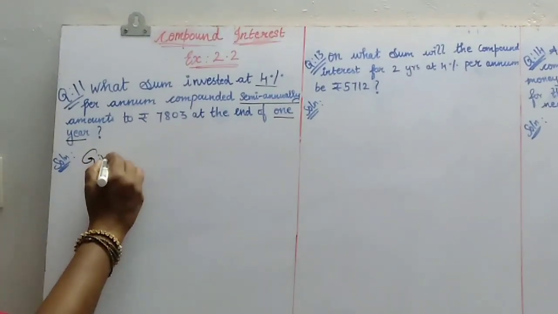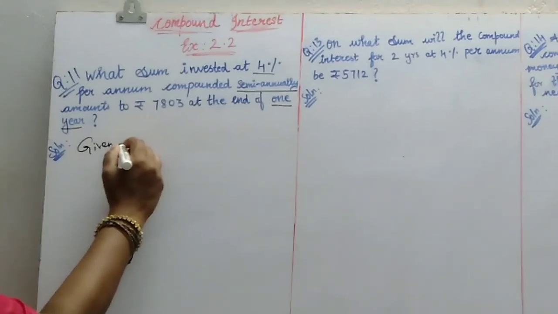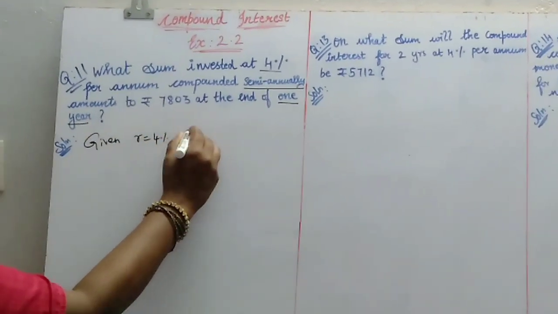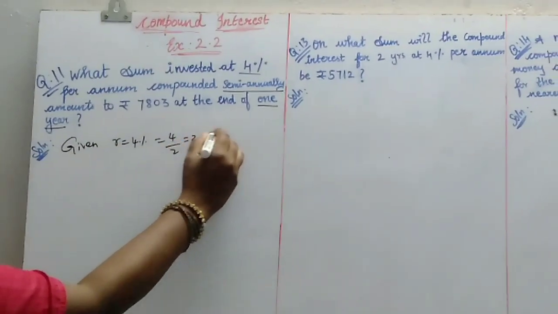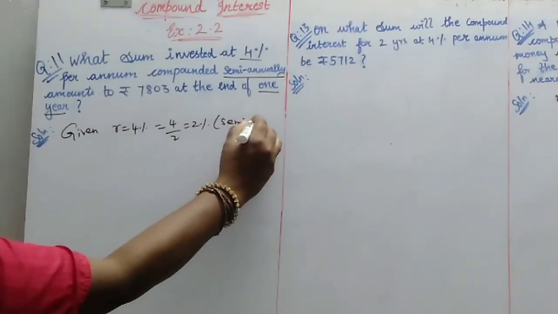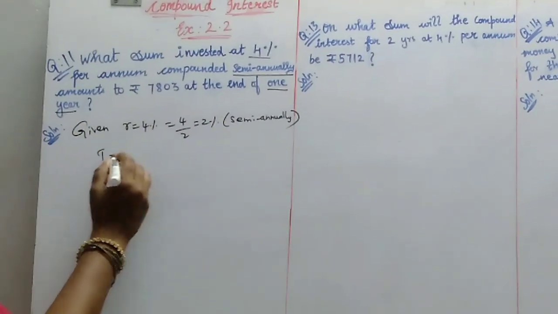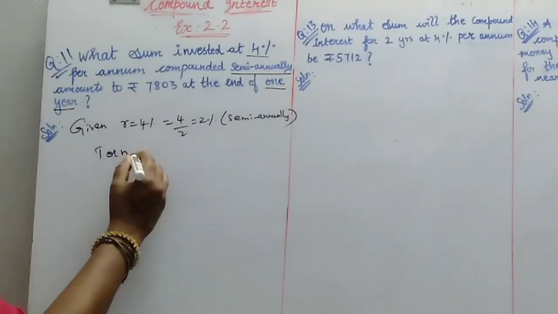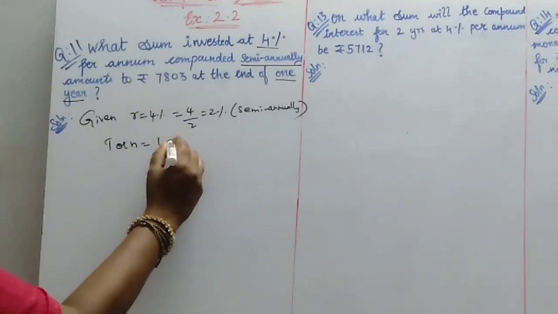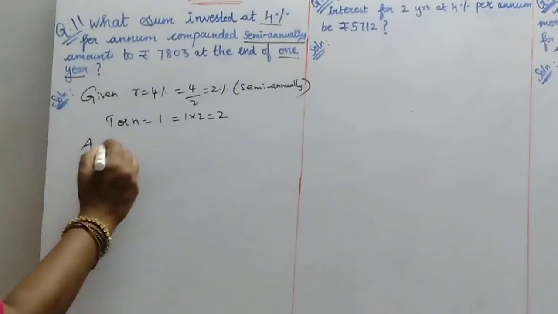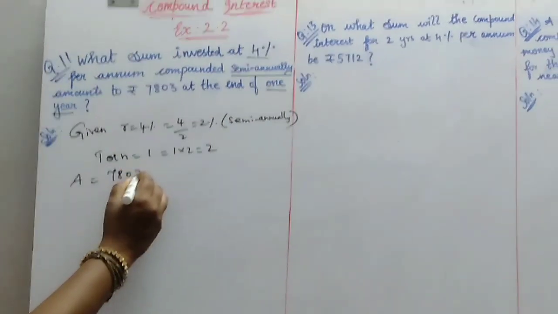What is given here? R equal to 4%, which is equal to 4 by 2 equal to 2%. That is semi-annual, right? So R and N are changed. N is equal to 1 into 2 equal to 2, right? And the amount is given as 7,803.